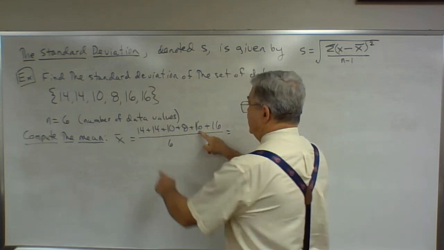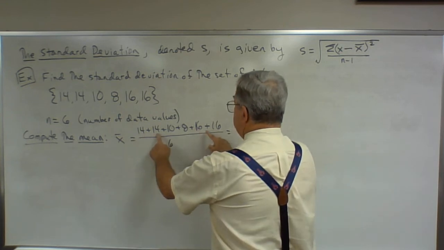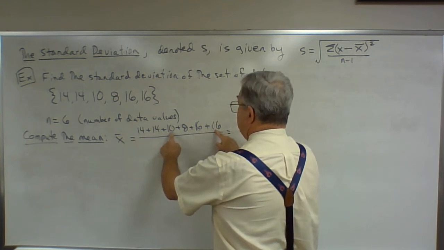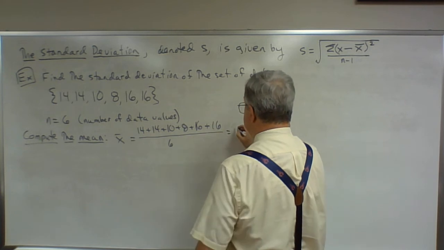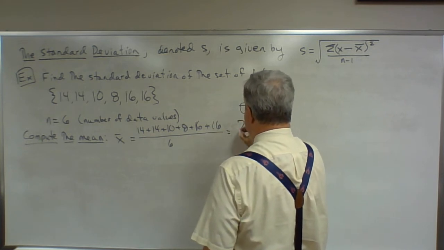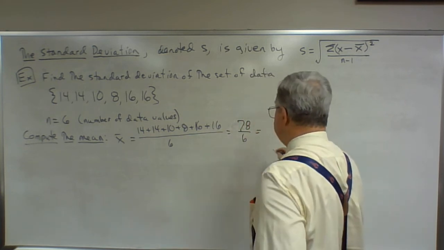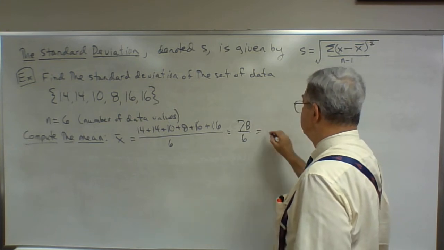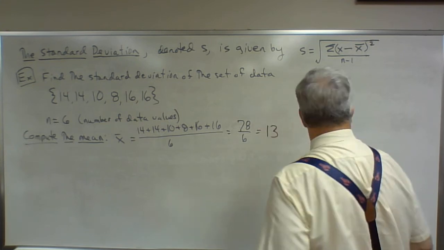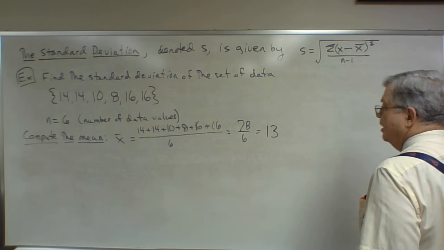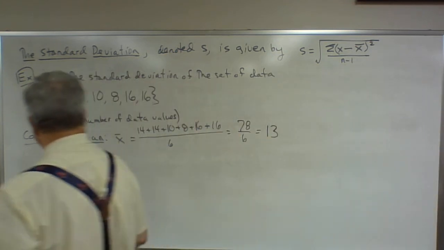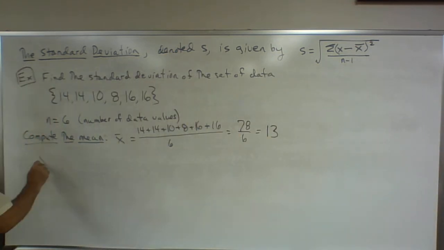And let's see, we have 30, 30, 60, 78 over 6, and that's going to give us 13. Okay. X bar equals 13.